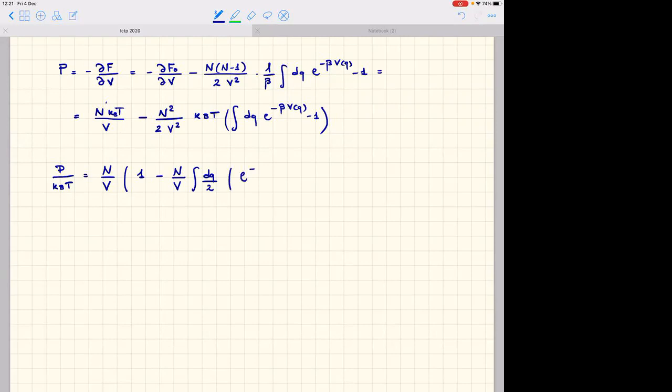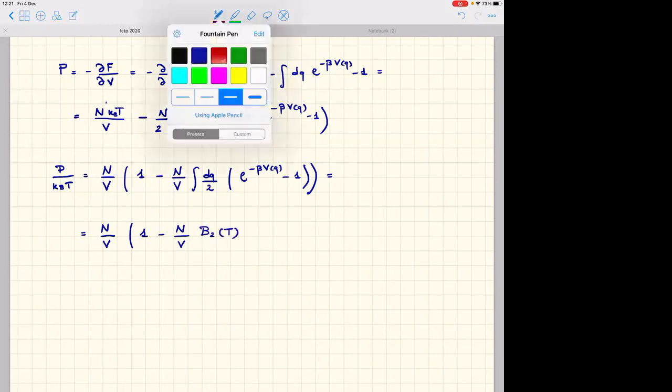Times e to the minus beta v(q), minus 1. So I can think of this as N over V times 1 minus N over V times b2 of T, where b2 of T is nothing but this.